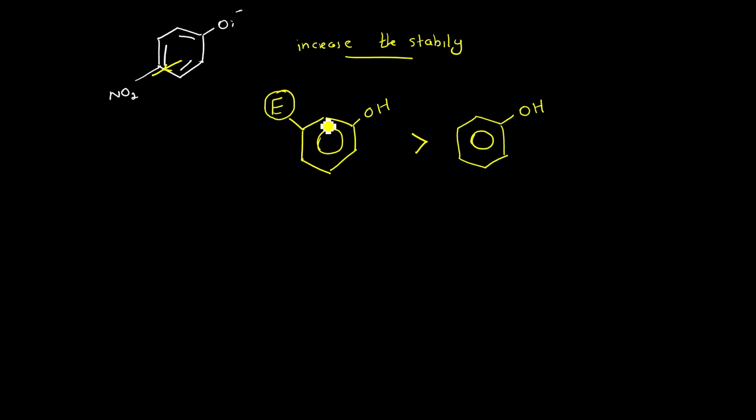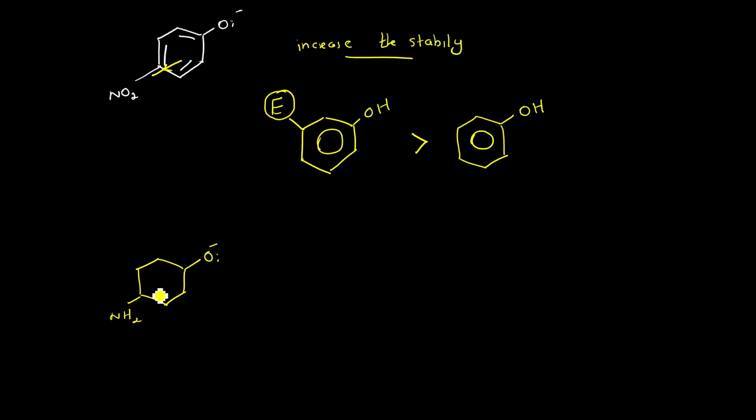So it doesn't matter for now, the position. At least you are attaching an electron withdrawing group, you can pull away the electron density and stabilize the final anion. Now what will happen if you introduce an electron donating group like an NH2 group? Let's say the NH2 group is here.